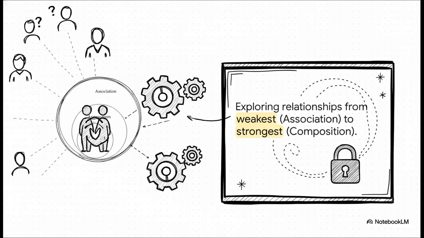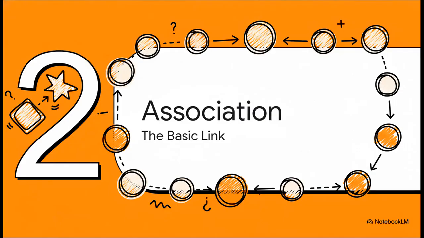So, we're going to use this diagram as our map. We're going to explore three key relationships, starting with the most casual one, association, and drilling all the way down to the tightest bond, composition. You can think of it as going from a simple handshake to a lifelong commitment. So let's start at the beginning, with the most common and honestly the most flexible relationship of them all, association.